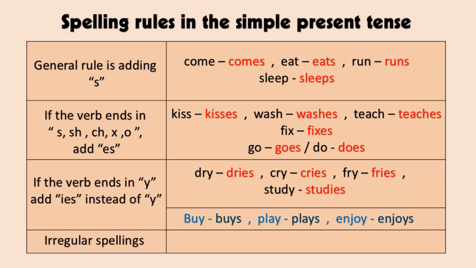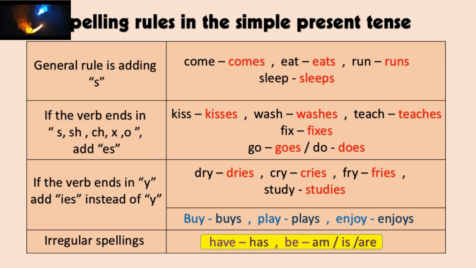Also, there are a few irregular verbs which we cannot change with any of these above rules that we discussed, like have and be. They are the very common ones. Have becomes has, be verb changes into singular forms as am, is, are.